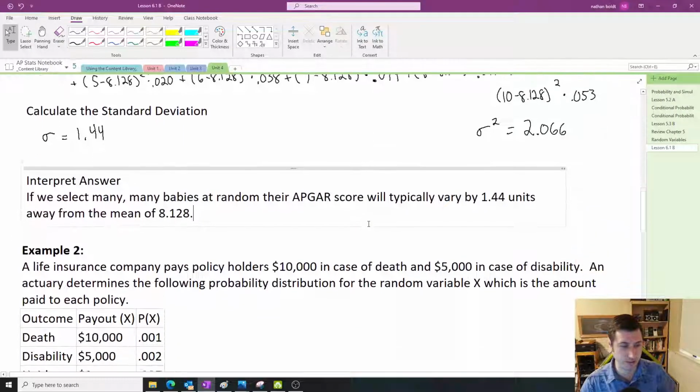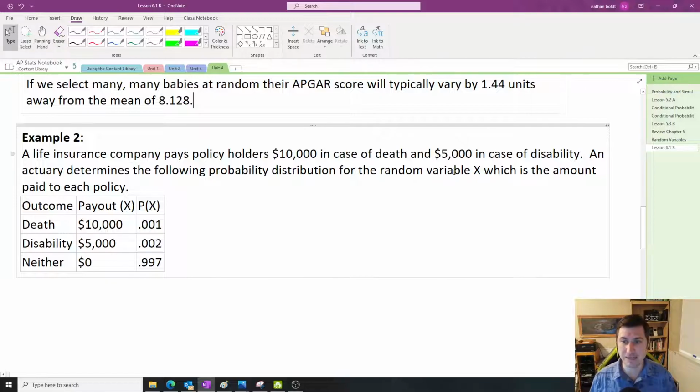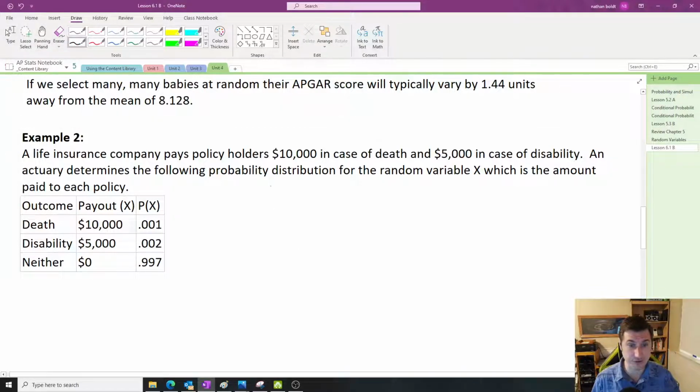Let's do a shorter one to see this one more time, all right? So back to our life insurance policy question. A life insurance company pays policyholders 10 grand in case of death, 5,000 in case of disability. An actuary determines the probability distribution for the random variable X, which is the amount paid to each policy. All right, essentially the death rate and the disability rate for these outcomes.